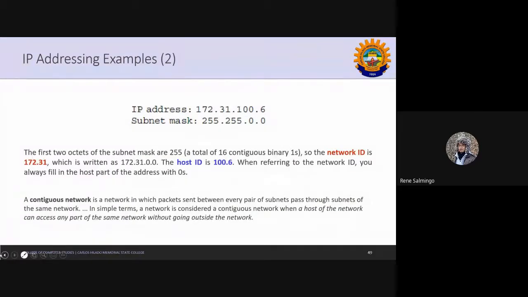Now, for the second example, what would be your network ID? This would be your network ID, the first two octets, written as this one. And the second one is this one. Why do we have two octets?